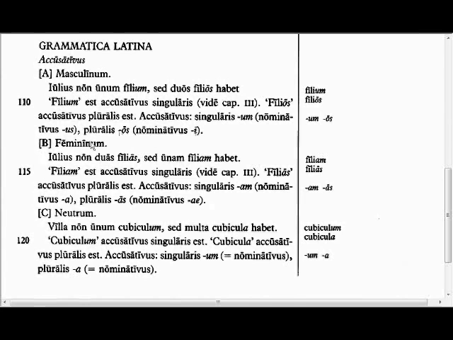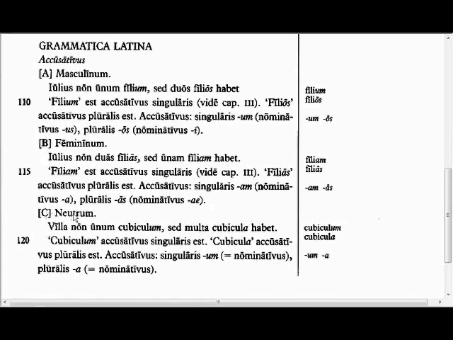The feminine gender. Julius has not two daughters, but one daughter. Two daughters, duas filias, plural. Unam filiam, singular accusative. Filiam is accusative singular. We met that back in Chapter 3. Filias is accusative plural. The accusative singular ending of the feminine gender is am, nominative a. The plural is as, nominative ae.